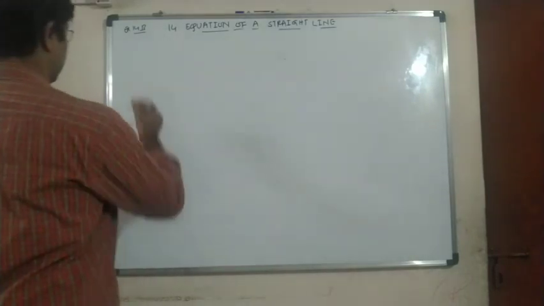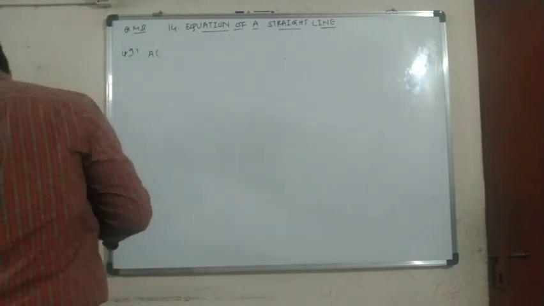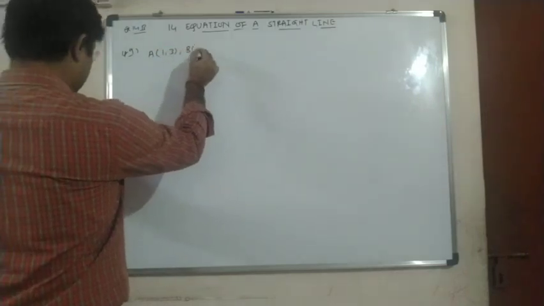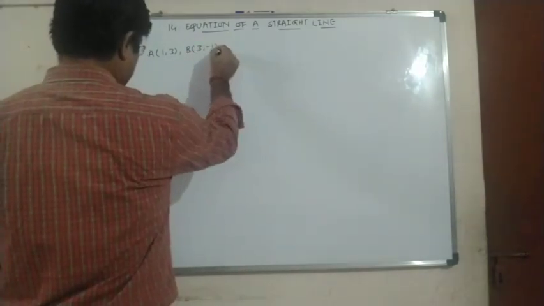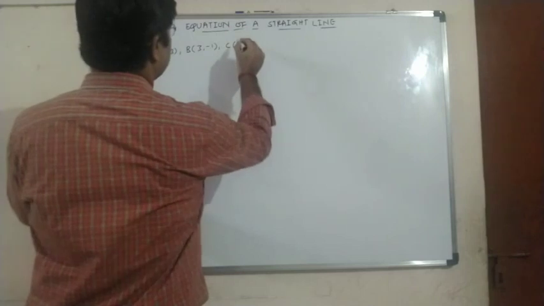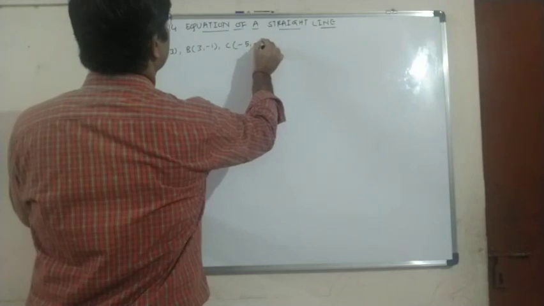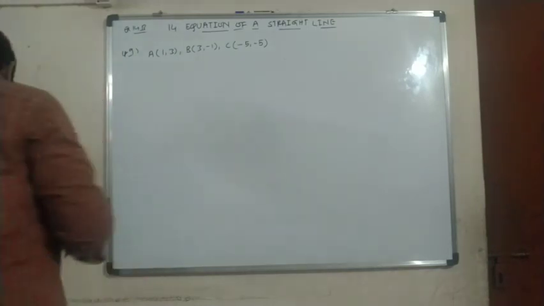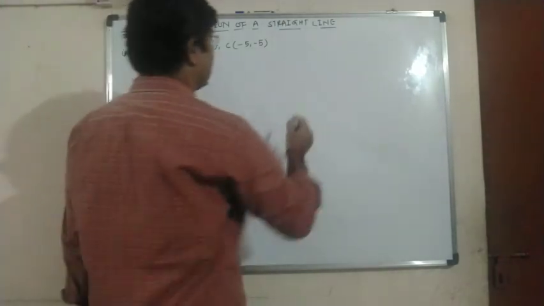In this question, we are given the vertices of a triangle. This is question number 9. Vertex A has coordinates 1, 3. Vertex B is having coordinates 3, -1. And vertex C is having coordinates -5, -5. Okay, now we have to show that these vertices are the vertices of a right angled triangle.